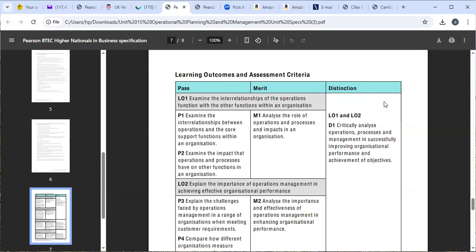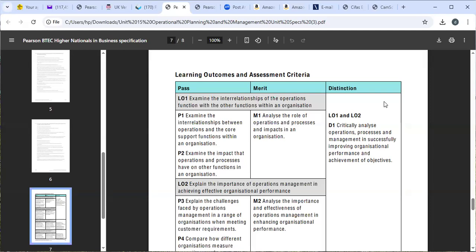And the two parts will be to examine the impact those operations and processes have on the function. So one is to identify those relationships, and two is how those relationships impact the effectiveness of an organization. You understand me? And then if you want to have a merit, you should be able to go beyond just examination, but to analyze the roles those operations and processes and impacts do. So examine will give you a pass mark.